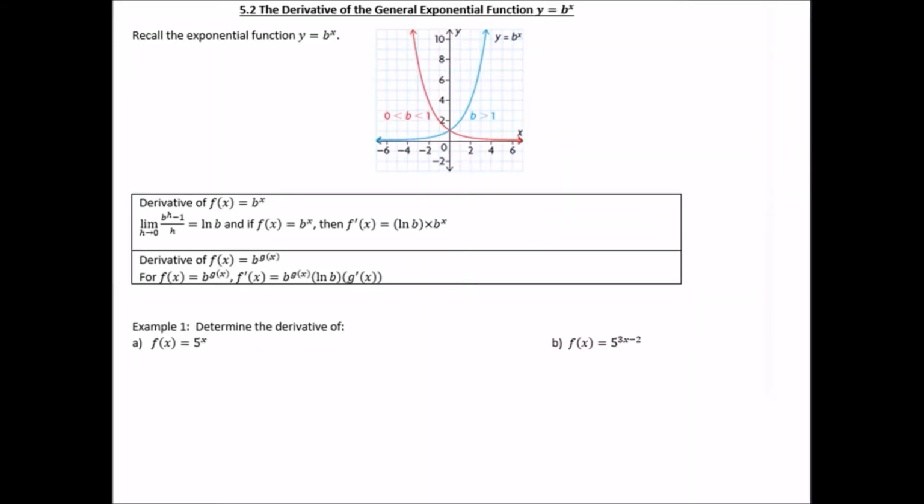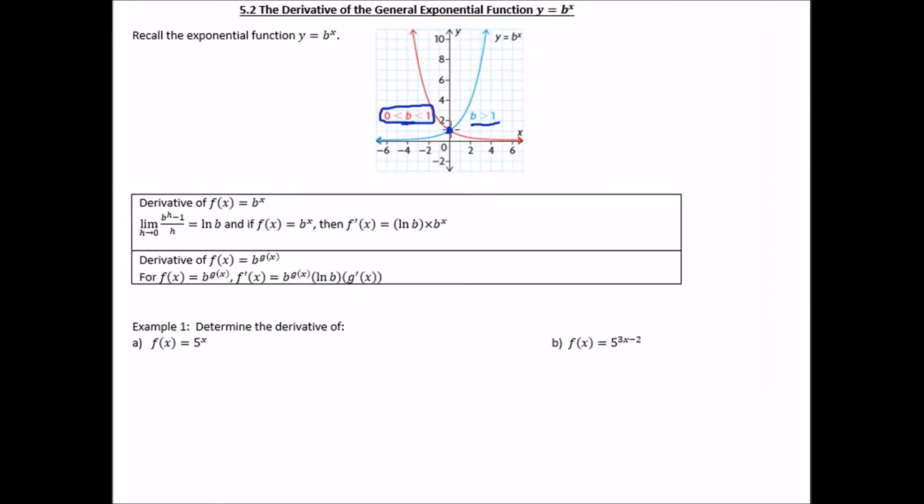The derivative of the general exponential function y equals b to the x. So let's just recall the exponential function. We know that it's always increasing when b is greater than 1, and it's always decreasing when b is between 0 and 1. I never want to say when b is a fraction or a decimal, because there are improper fractions, where the number is actually greater than 1, or decimals with a whole number in front. But if b is between 0 and 1, that quote unquote fraction, the general exponential function is decreasing.